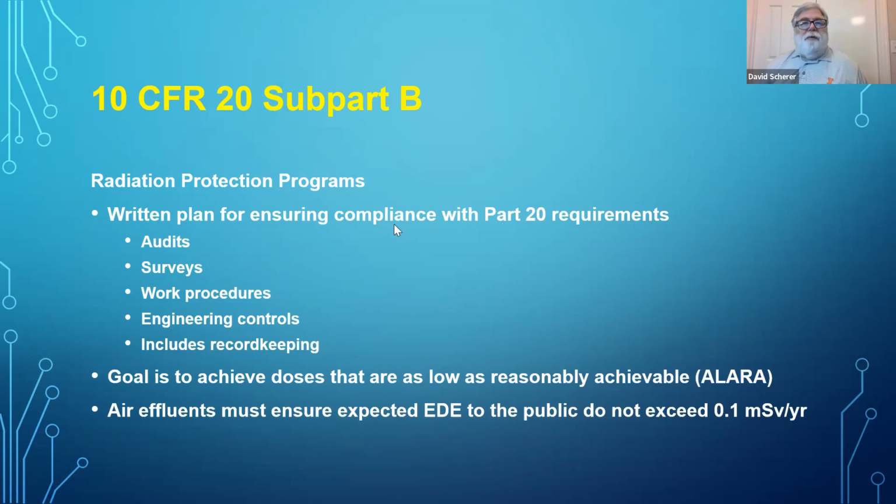So you have to have a program in place that ensures compliance with all the Part 20 requirements. Typically, a radiation protection program will include audits, surveys, work procedures that employees are required to use for certain tasks, engineering controls. This work must be done in a fume hood. This work must be done with whatever engineering controls are available. And then the radiation protection program usually includes record-keeping requirements, because if it's not documented, you didn't do it, as far as regulators are concerned.